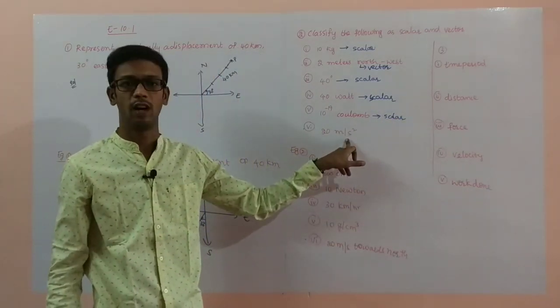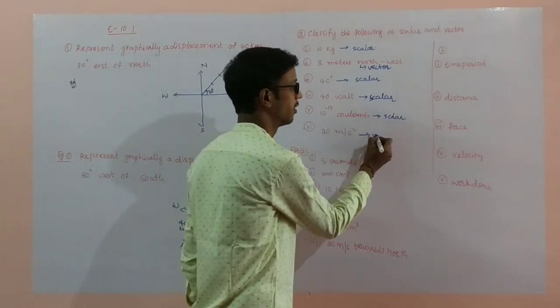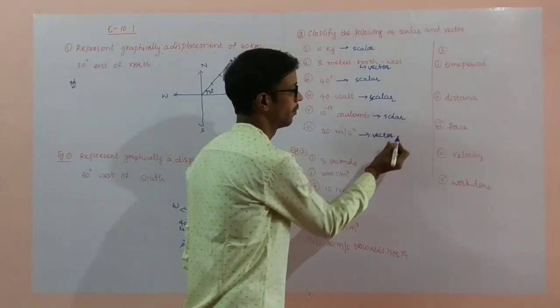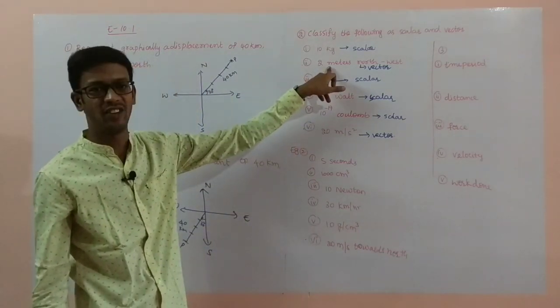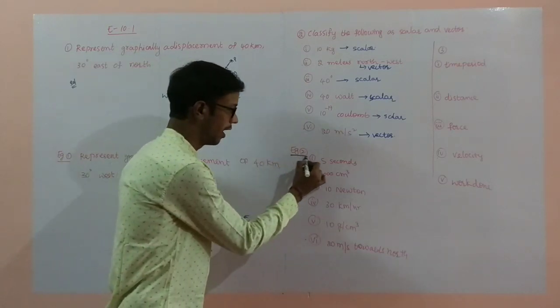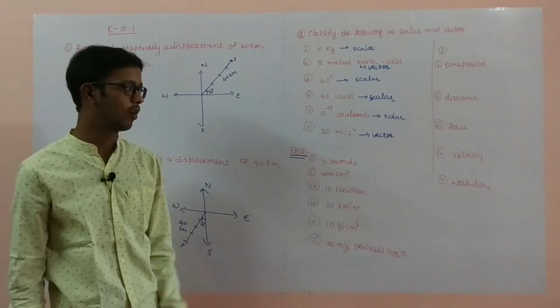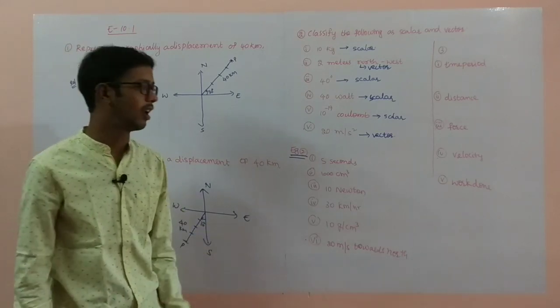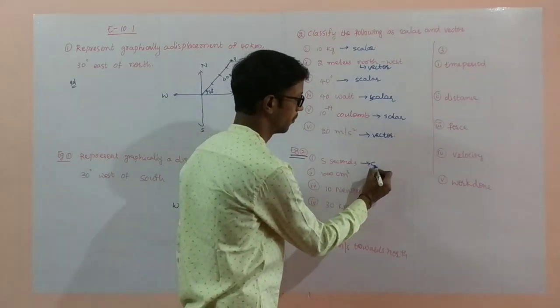20 meter per second square. Acceleration is a vector, and here one more, a direction is there, so that is also a vector. Same, example 2 here. Again 6 questions they given. You have to write vector or scalar. 5 seconds time. Time is a scalar.